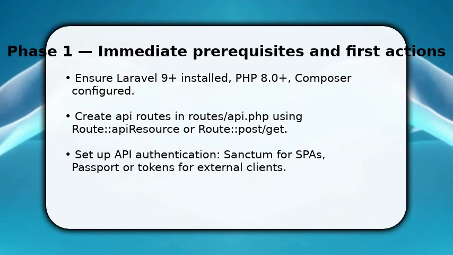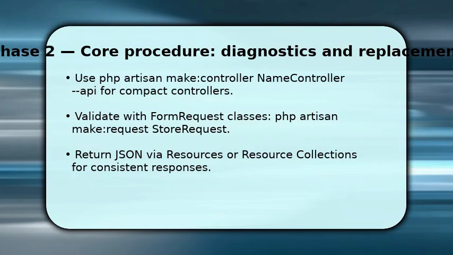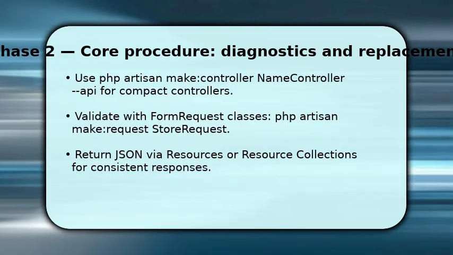Once routes exist, build controllers and request validation so your API behaves predictably. You create controllers with the API flag, then add methods: index, show, store, update, destroy. Use dependency injection for services.